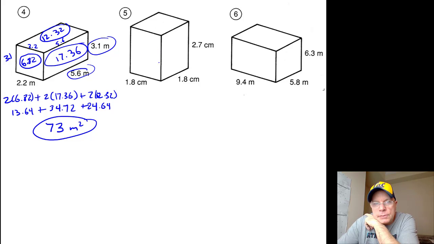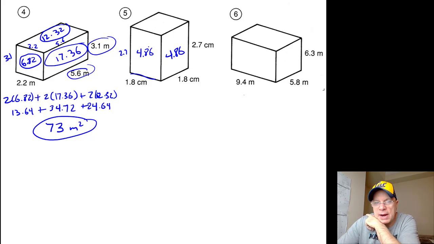This one is interesting. It's a little different. This face, the 2.7 times 1.8, I'm going to do that on a calculator real quick. Those aren't friendly numbers that I can quickly do in my head. Or at least I'm not seeing the way to do it quickly. 4.86. But then this face also is 1.8 by 2.7, so it's also 4.86. So sometimes you have a shortcut.